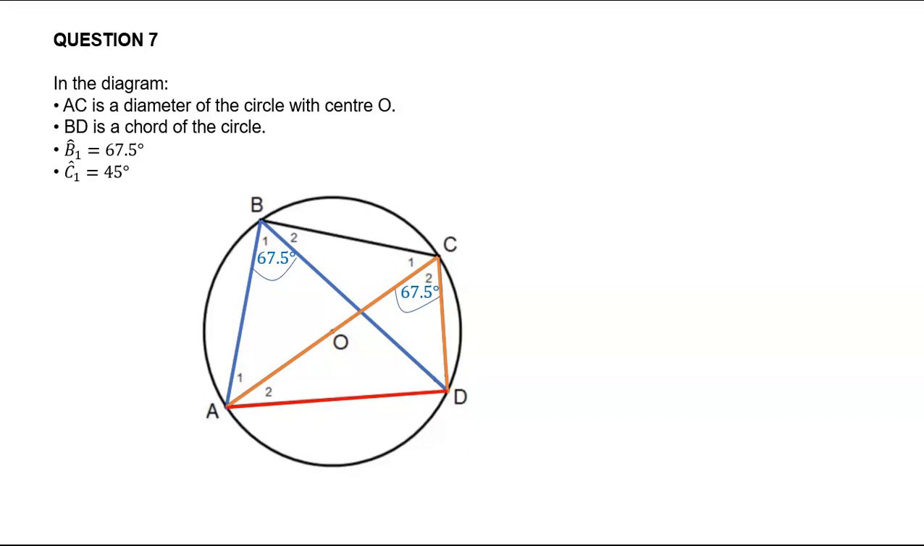And then they told me that C1 is 45. So if C1 is equal to 45, I'm going to do the same thing. What subtends C1? What I find to subtend C1 will be AB. Does AB subtend any other angle? And the answer is yes, it subtends that angle over there. I don't know what to call it, but I'll just say it's BDA. So that's why BDA is equal to 45 degrees. You got it.